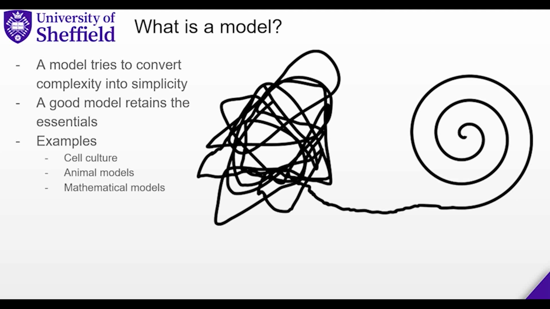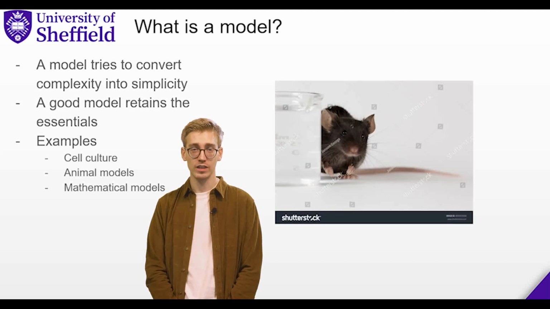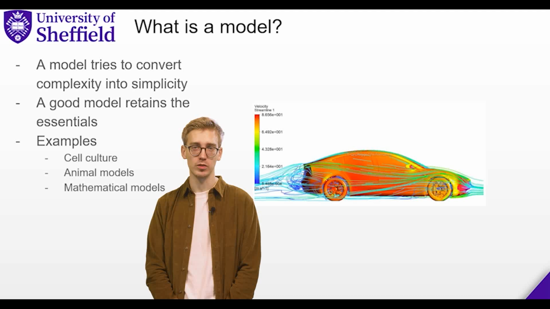So why do we as scientists love models so much? What we usually try to do when we use a model is convert complexity into simplicity, which allows for rapid hypothesis testing about the original system. What characterizes a good model is when it retains as much of the essential information about the original system as possible. Examples of models can be cell culture, animal models like mice, or more abstractly, one can think of mathematical models that are, for instance, able to simulate aerodynamics.